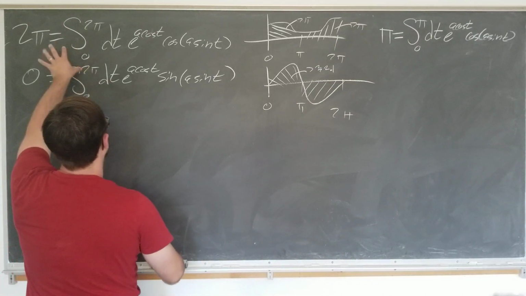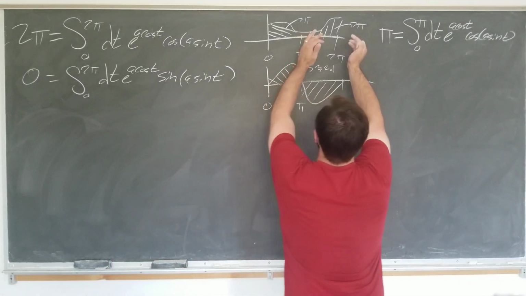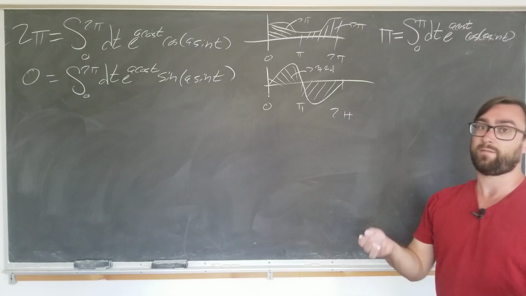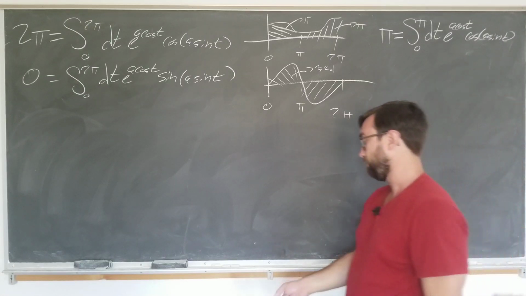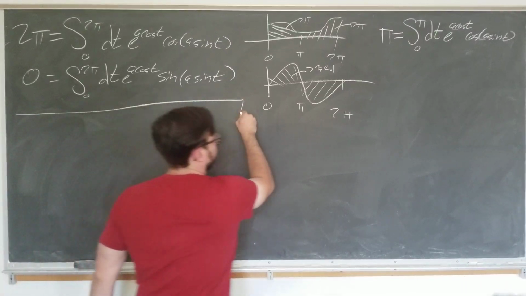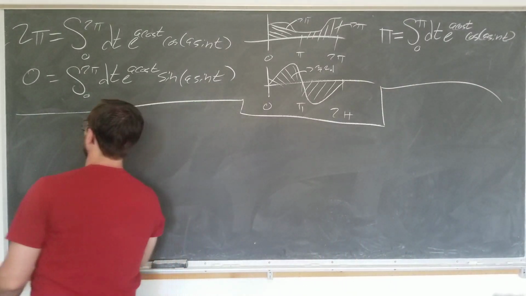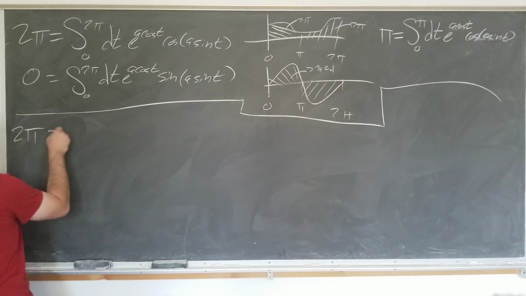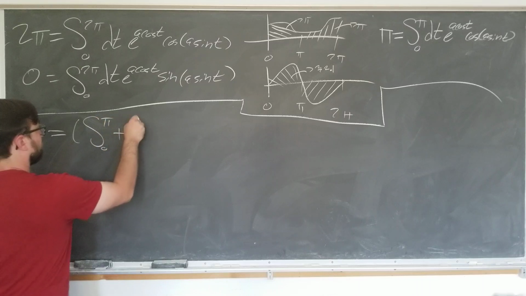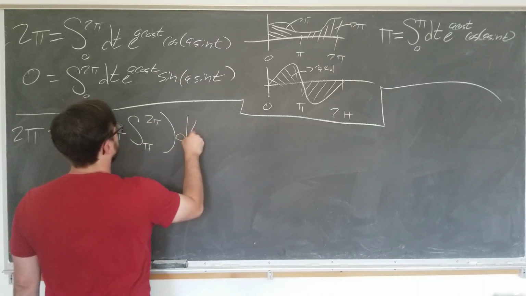Let's begin with our main integral here. What we want to do is basically take this area on the right and put it on top of the area on the left to show that they're equal. And to do this, all we have to do is write what we know so far. 2 pi is equal to, we're going to break it up now, integral from 0 to pi plus the integral from pi to 2 pi of our integrand.